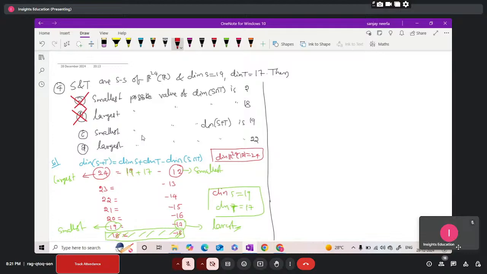The smallest possible value of dimension of S plus T is possible, 19. Okay, 19. The largest is 22, but the largest will be 24. So this one is also a wrong answer.